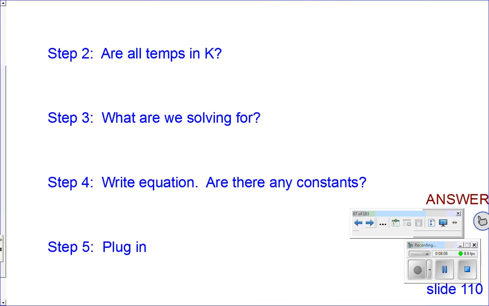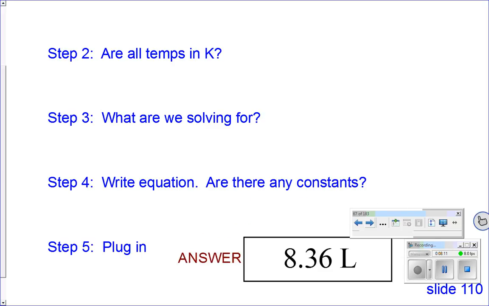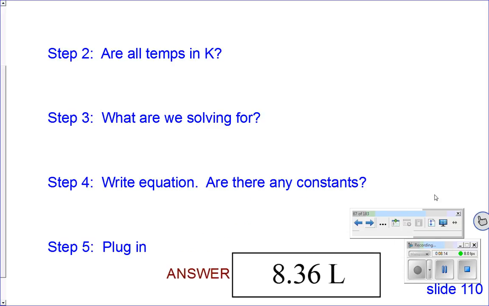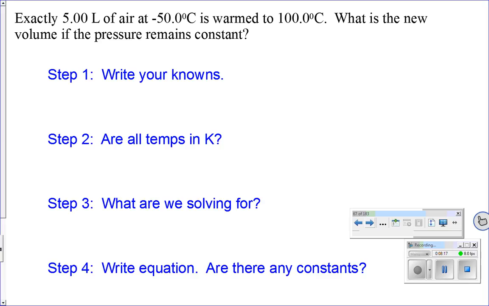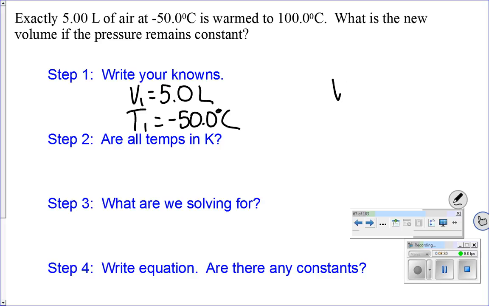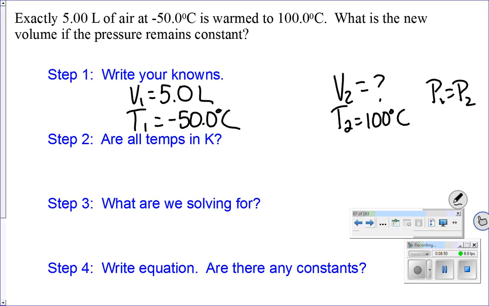The answer to the other problem, hopefully you converted to Kelvin to get 8.36 liters. So I'll walk through this for you. Your knowns, we have a V1 of 5 liters, T1 of negative 50 Celsius. We have a V2 of we don't know, and we have a T2 of 100 degrees Celsius. P1 is equal to P2, so our pressures are constant here.